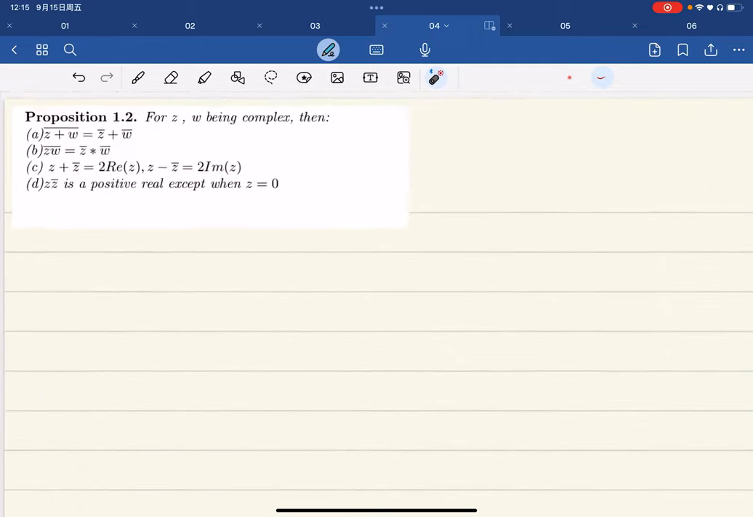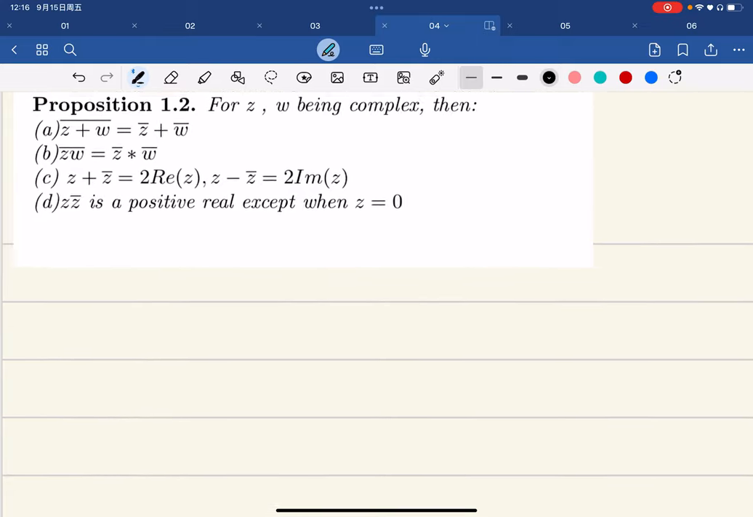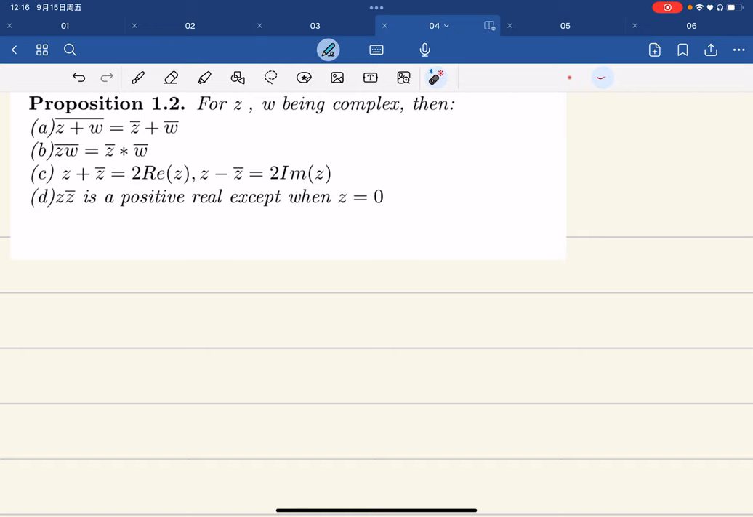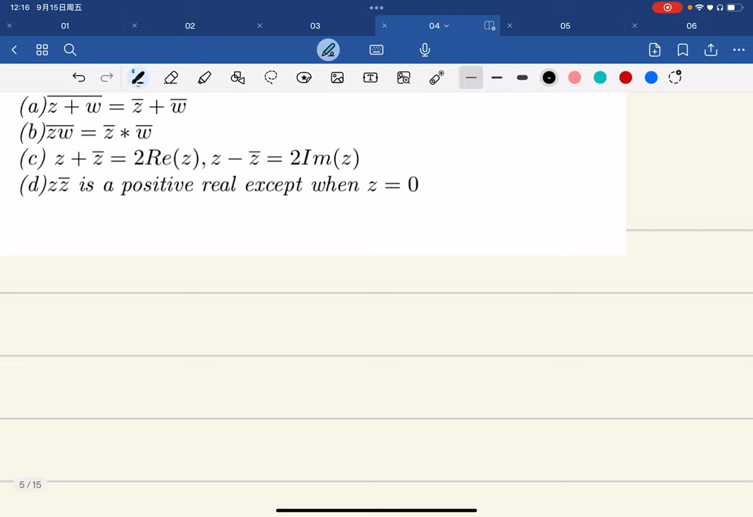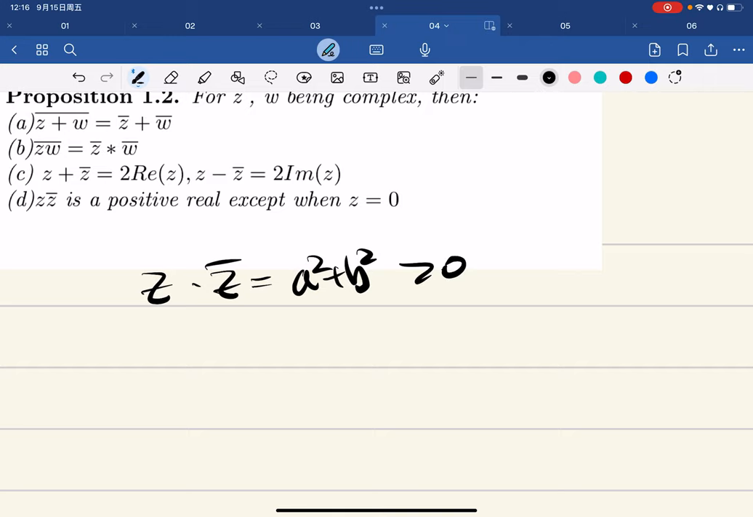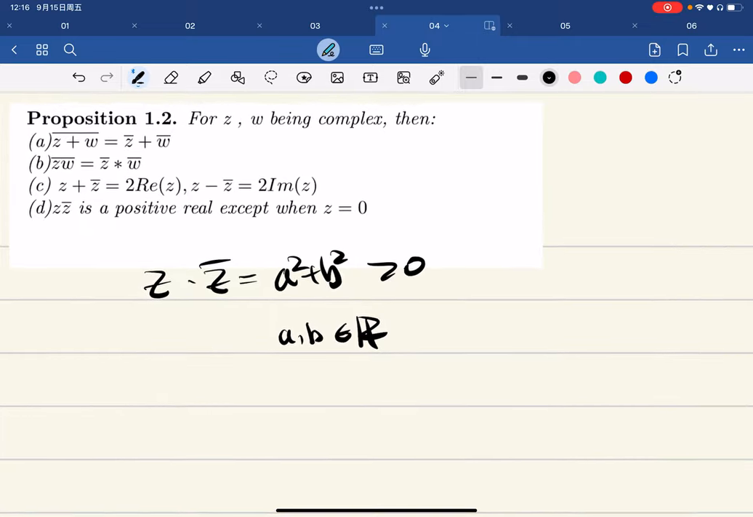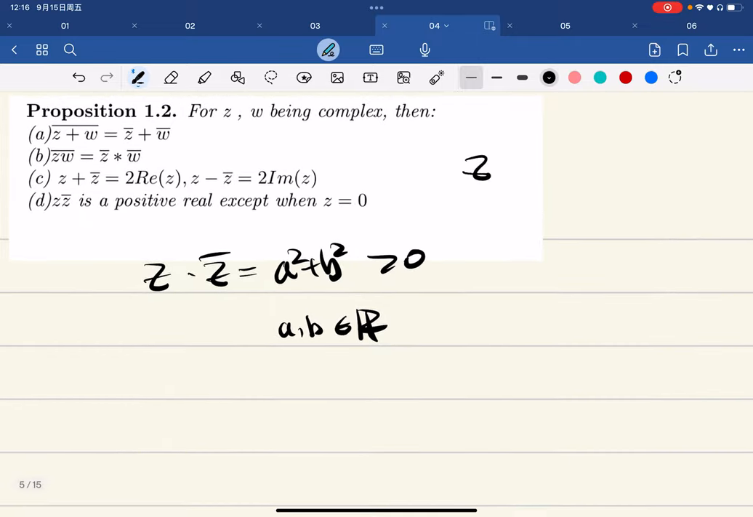Alright, so now we look at the propositions or properties of conjugates. A and B are straightforward. C is also straightforward. We're only going to prove B here. So z times z conjugate is real, except positive real except when z is equal to 0. So we know z times z bar is equal to a squared plus b squared, and it is a positive real. Of course, because a, b are reals, right? Except when z is 0. When z is 0, then z equals (0, 0), right? Well, just 0.